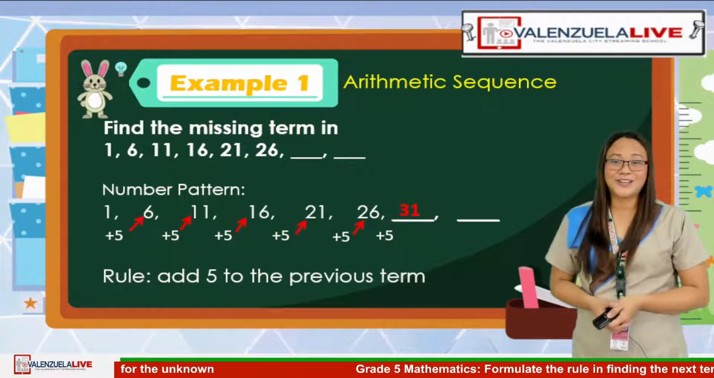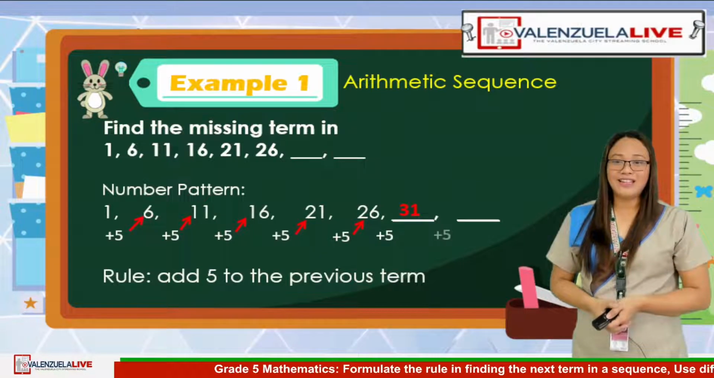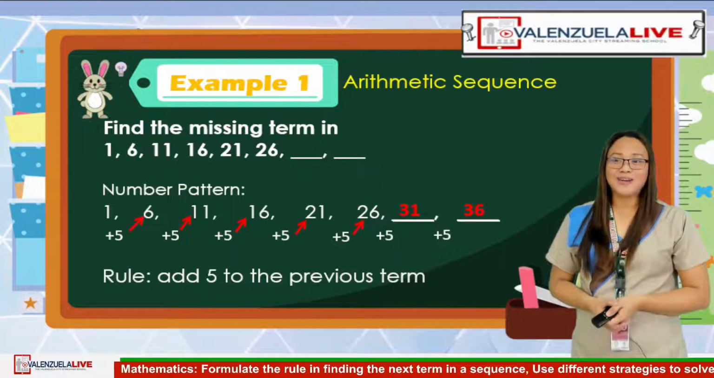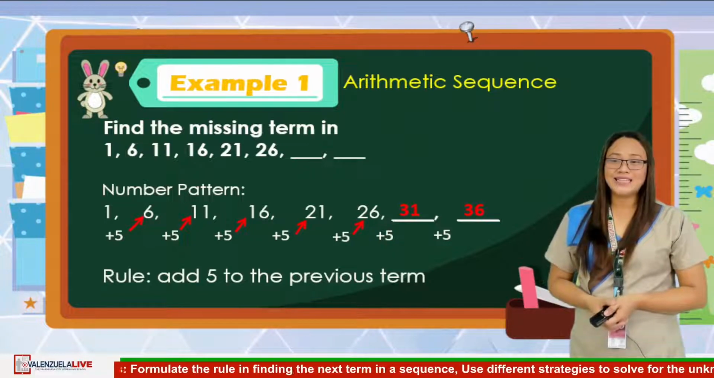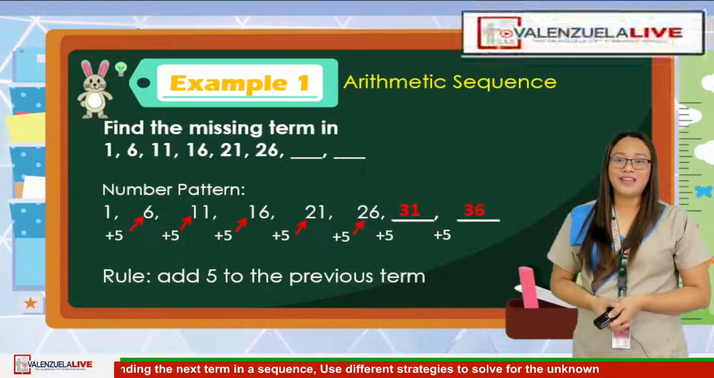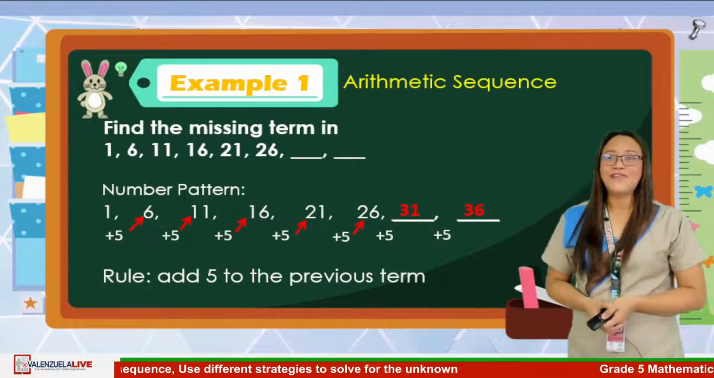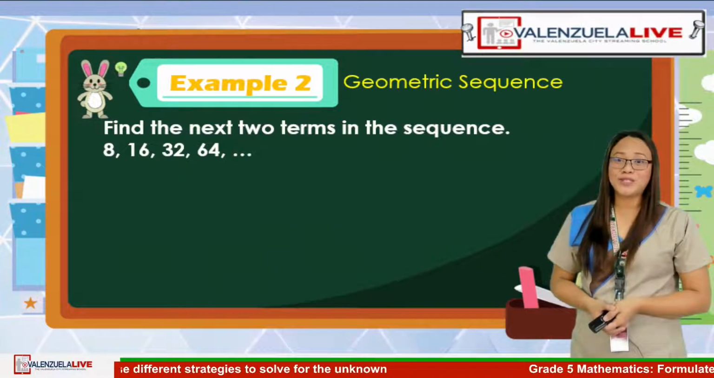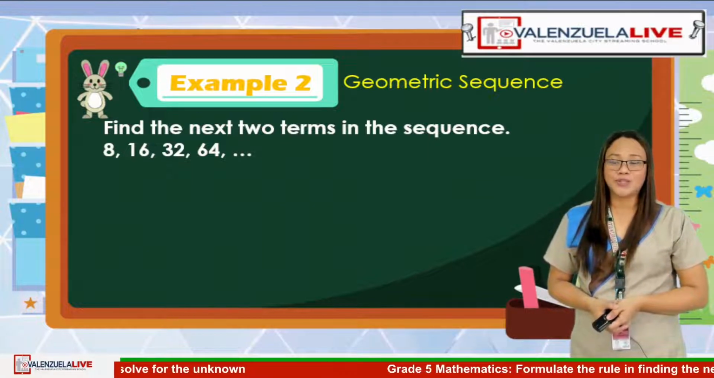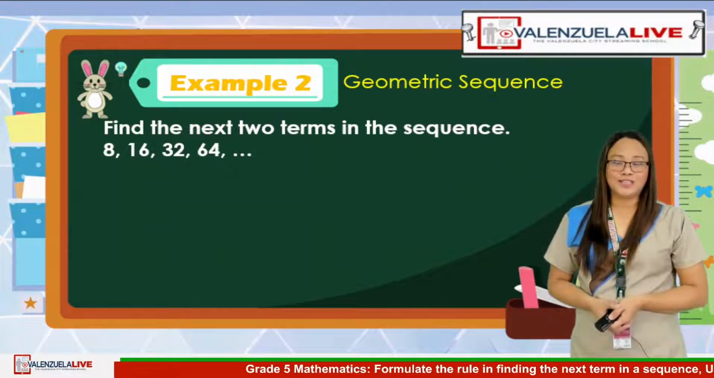And we have the last term. We have to add 5 to 31. That gives you 36. So our sequence now is 1, 6, 11, 16, 21, 26, 31, and 36. Did you get it? Now, let's have another one. Example number 2 is an example of a geometric sequence. Let's find the next two terms in the sequence 8, 16, 32, 64.